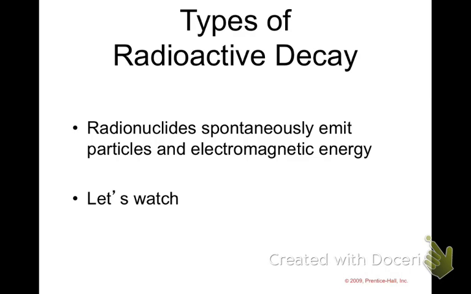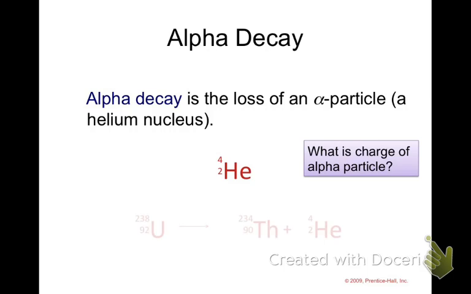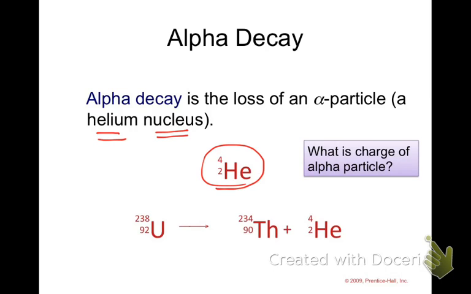Okay, but radionuclides, radioactive nuclides, spontaneously emit particles and electromagnetic radiation when they react to form stable particles. The first type of radioactive decay is called alpha decay. This is when a radioactive isotope emits what's called an alpha particle to become more stable. An alpha particle is a helium nucleus. Helium nucleus. So that means 2 protons and 2 neutrons.